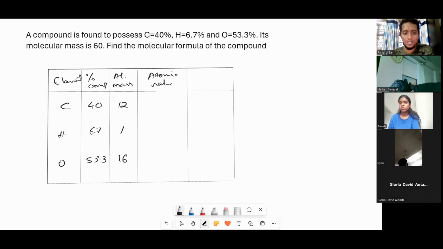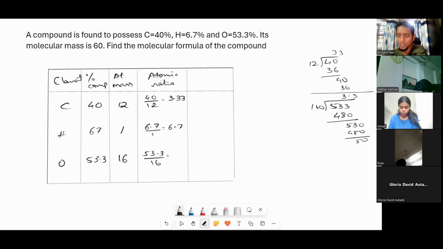To find this atomic ratio, we have to divide the percentage with the mass. That means 40 divided by 12. For the next, it will be 6.7 divided by 1. And for the next, that is 53.3 divided by 16. Okay, so here there's a division that you have to do. Do them and tell me what answer we're getting. So we are getting around 3.33, 6.7, 3.33.